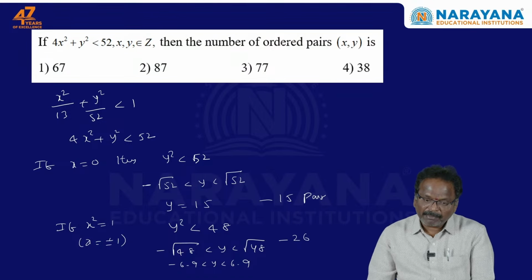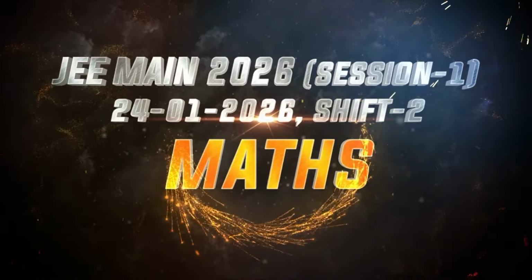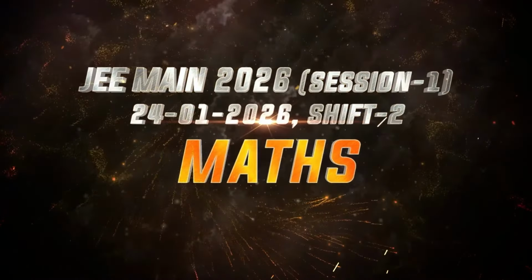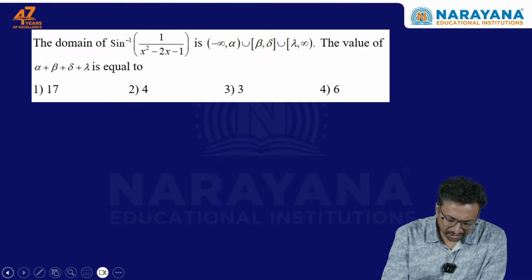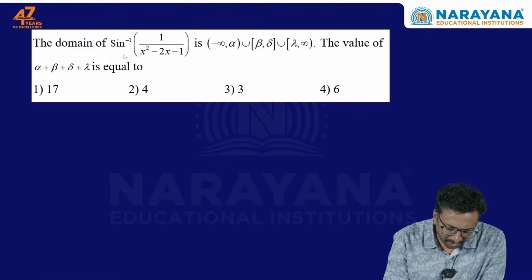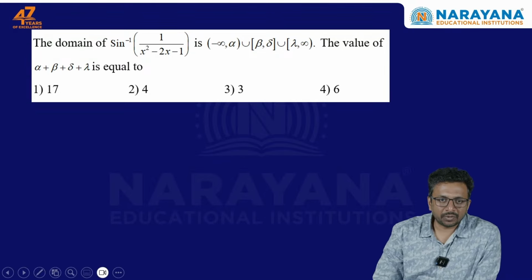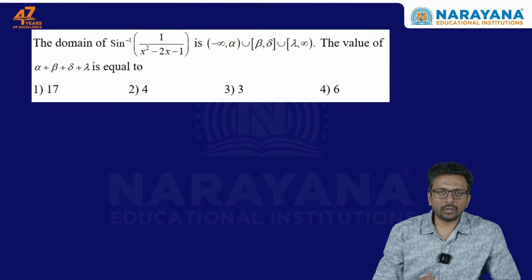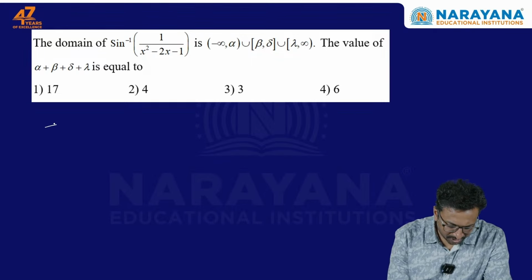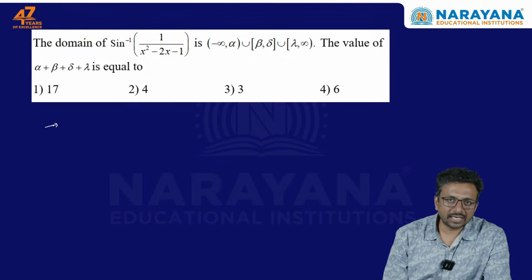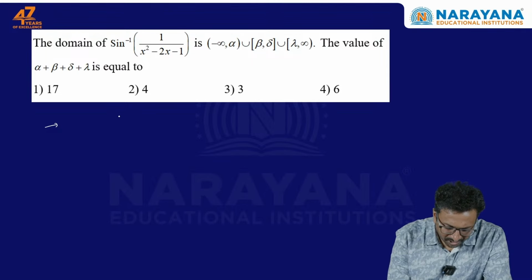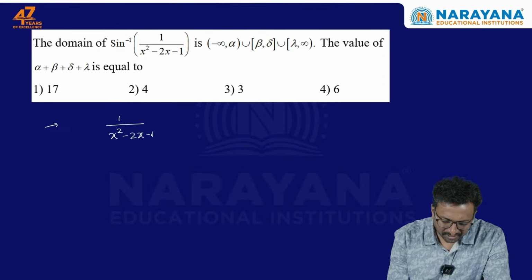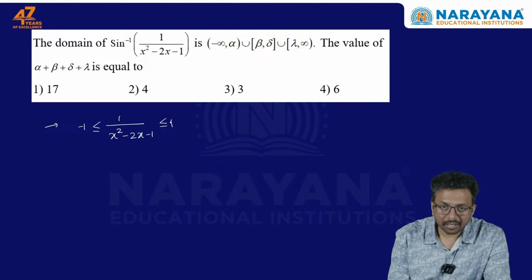Okay, now this is a repeated question. Let's see some other questions from mathematics. Welcome back. In this question, they are asking the domain of sine inverse of 1 by x square minus 2x minus 1. Quite a straightforward question. We know that the number which goes inside sine inverse has to lie between minus 1 and plus 1. So 1 by x square minus 2x minus 1 should be between minus 1 and plus 1.